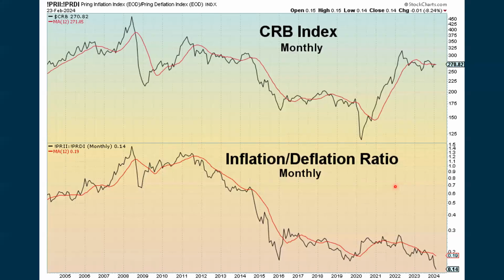We also want to keep an eye on inflation. On top is a monthly chart, the CRB index. This measures commodities, and that's pretty much flat right now. We do a ratio between inflation and deflation. This is going down. That means inflation has been subsiding.